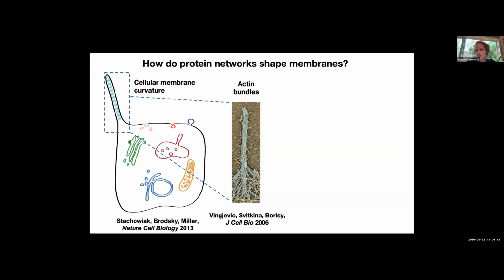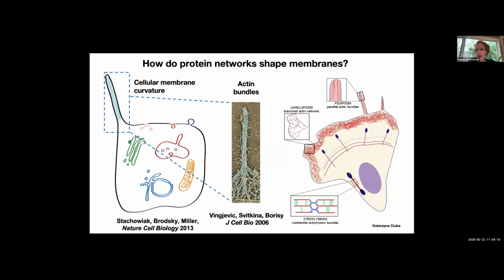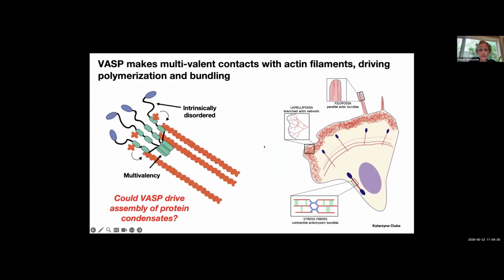But really, the story I'm going to share with you is a little bit about the role of disordered proteins in actin bundling. So it also applies to actin bundles you would find elsewhere in the cell, like in stress fibers, etc. Okay, so the story I'm going to tell you is centered quite a lot on this protein VASP.